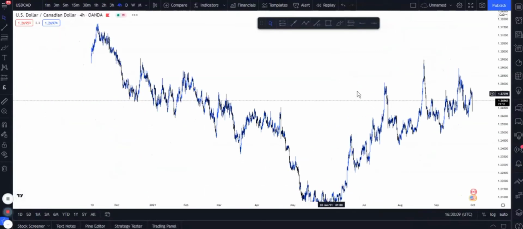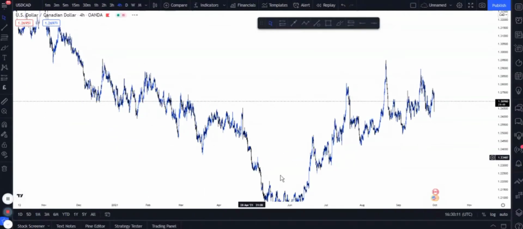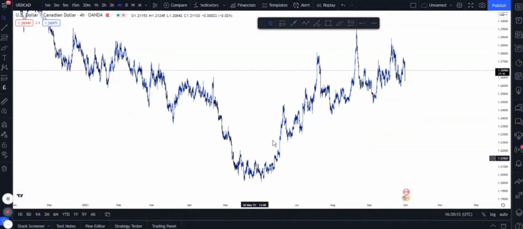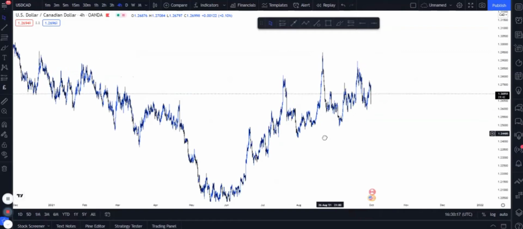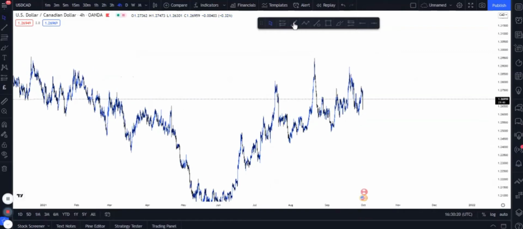So okay, what I want to do now is a breakdown of how I caught this trade, what I saw, and why I used all these POIs. All right, so let's get to it.